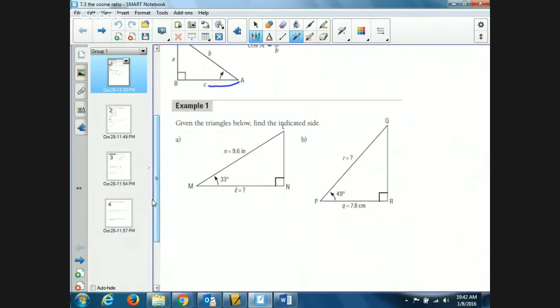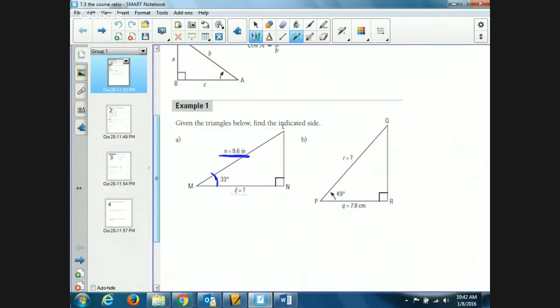Now let's take a look. It works very much like the sine function we saw the other day. What we're going to do is start. Given the triangles below, find the indicated side. Length L is what we want. We have 33 degrees as the angle. And we're given the hypotenuse.